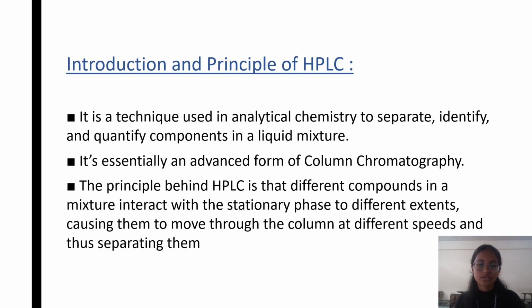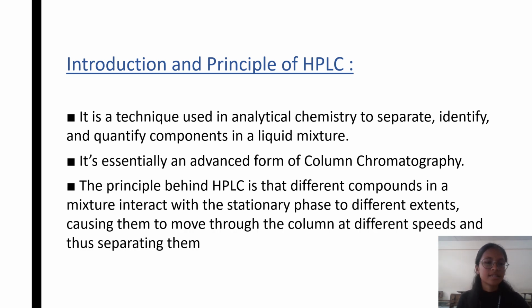In column chromatography, a column is attached to adsorbent material like silica and the mobile phase is passed down due to gravity. But in HPLC, a high pressure pump is attached to the column, so it can generate high pressure up to 40 MPa.